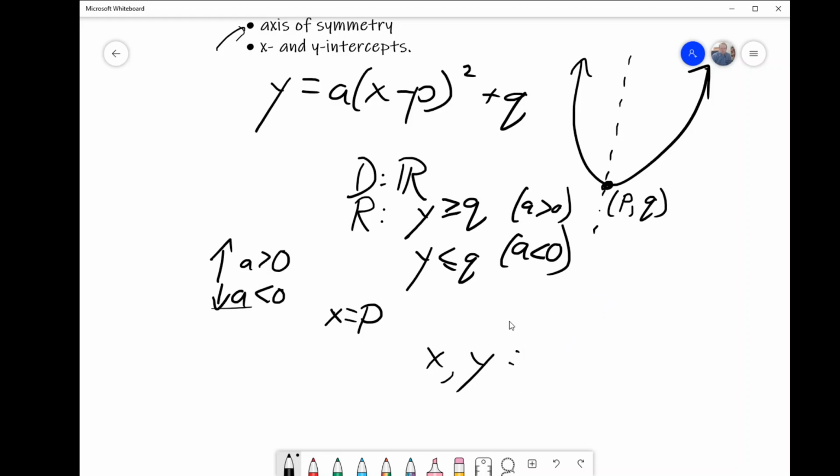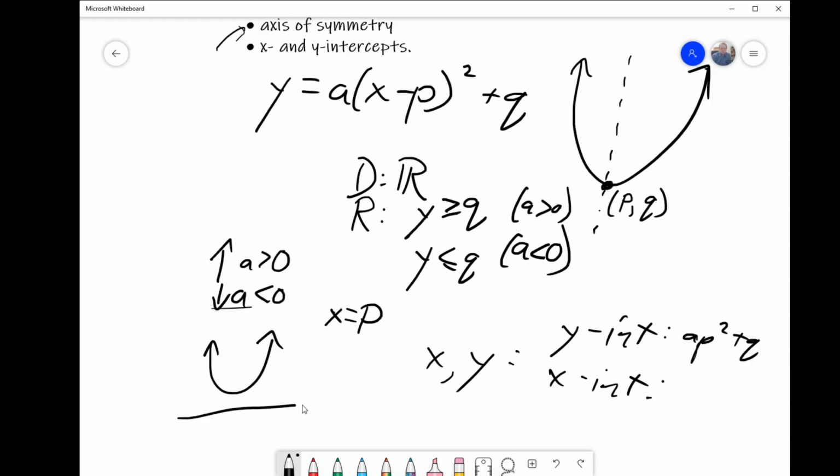Partly because, even though they will always have a y-intercept, that y-intercept is what we get when x equals 0, so that will always be a p squared plus q. The x-intercepts may or may not exist. If you have a parabola that opens up and starts above the x-axis, there will be no x-intercepts. Similarly, if it opens down and it starts below the x-axis.